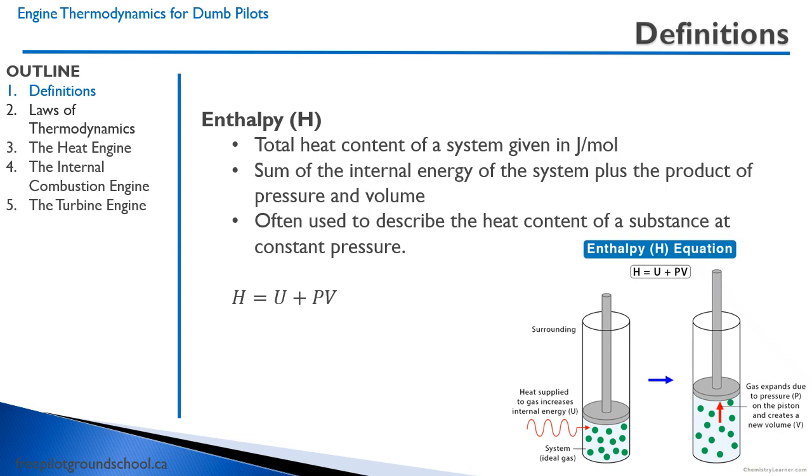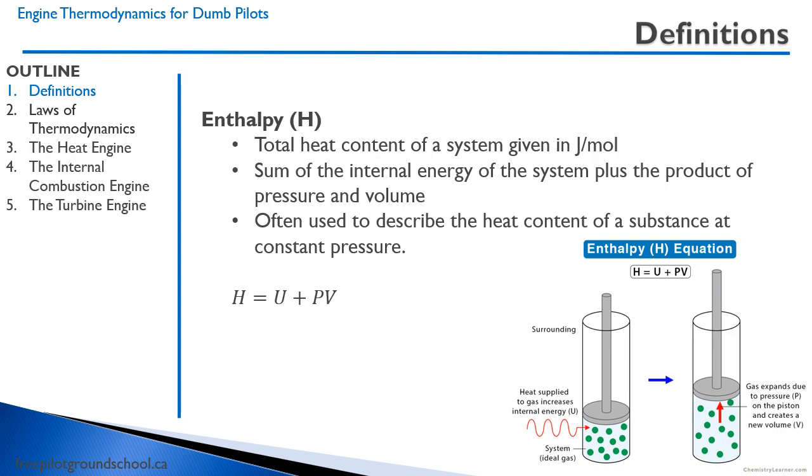Now here we get a bit more complicated. So we're going to talk about enthalpy, which is denoted by the letter H. So enthalpy is the total heat content of a system, and it's given in joules per mole. So if you remember back from high school, a mole is a given amount of matter. It's like when we say a dozen is 12, a mole is 6.02 times 10 to the 23 particles. Could be atoms, could be molecules. So it's a lot of little molecules, but it's measured per mole.